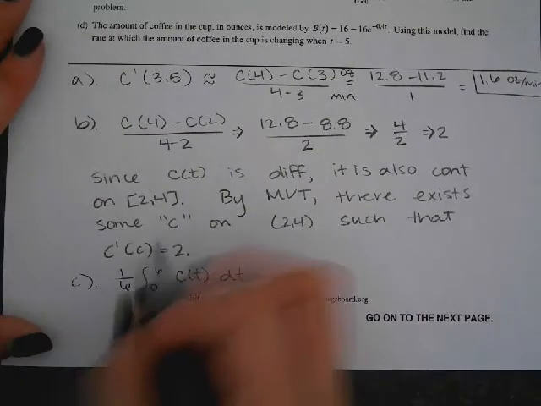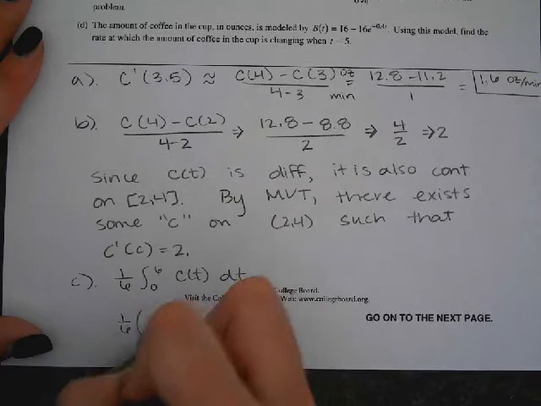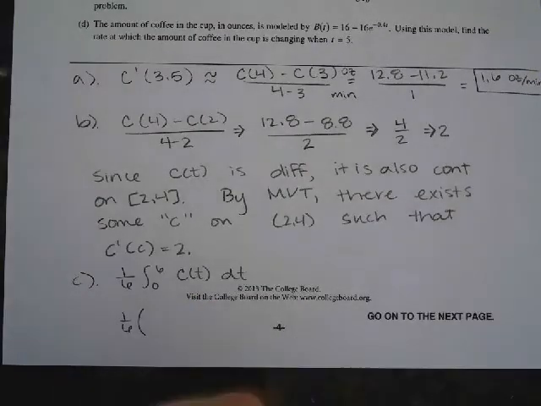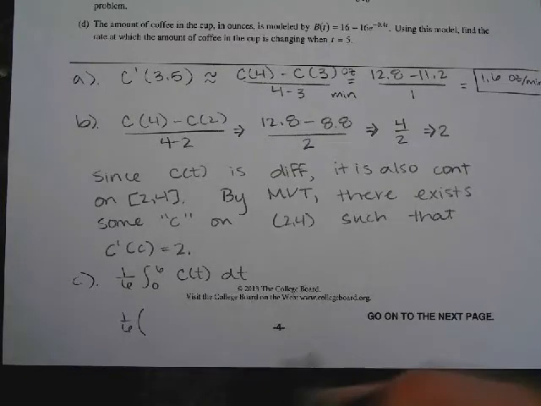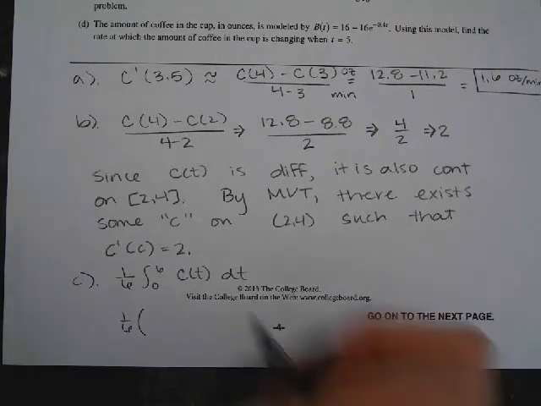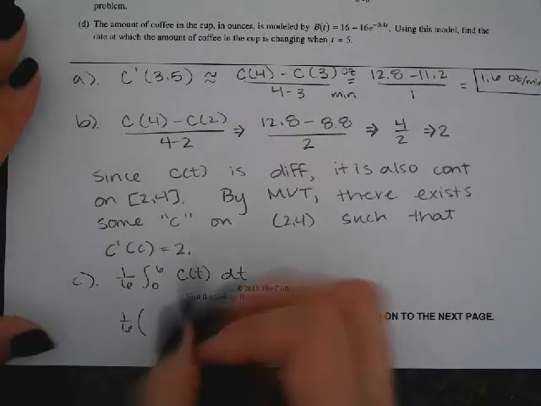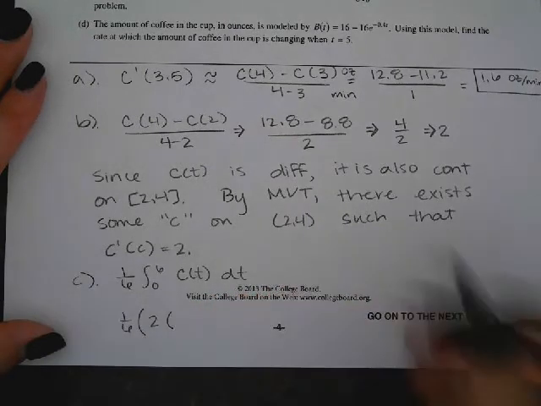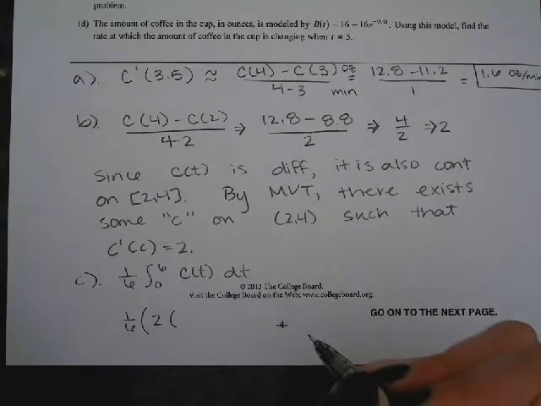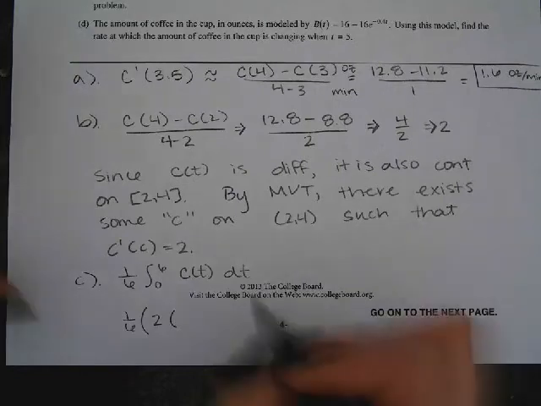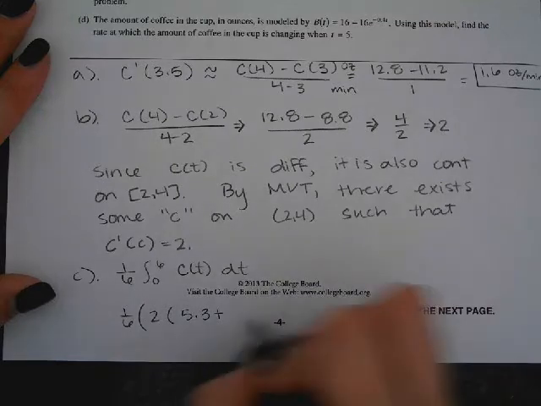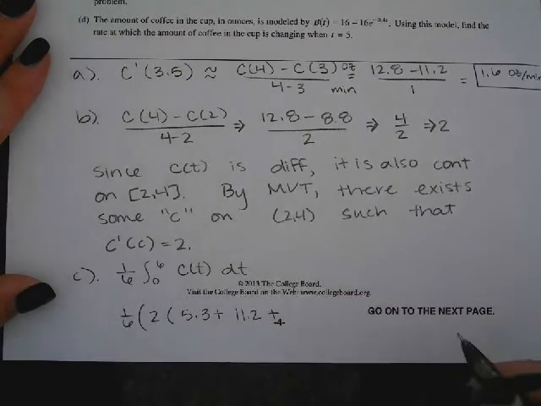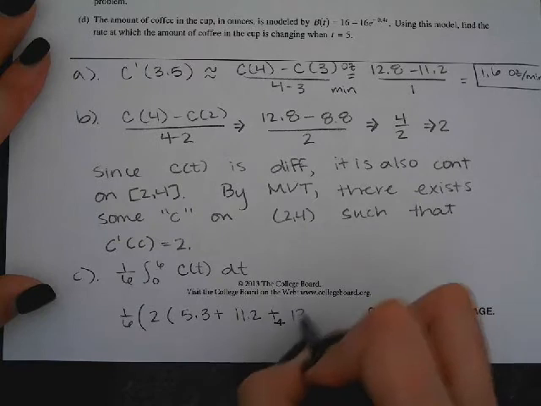So I'm going to go ahead and say I've got 1/6 times, and then they want us to use the midpoint sum, and they want us to use 3 intervals. So we're going to go from 0 to 2, 2 to 4, and then 4 to 6. And the nice thing is that all of those intervals are a width of 2. So then we just have to use the midpoint. Between 0 and 2, the midpoint is 1, so that's 5.3. Between 2 and 4, the midpoint is 3, so 11.2. Between 4 and 6, the midpoint is 5, so 13.8.